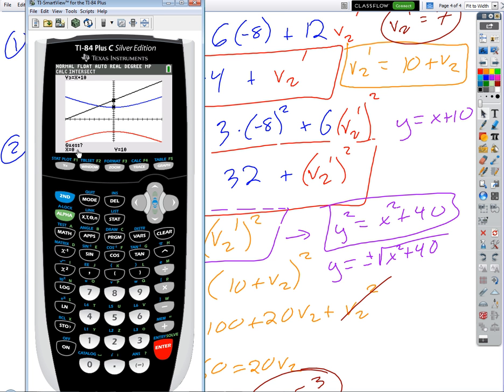So V2 was negative 3 and V2 prime was 7. I don't care if you do it that way. You don't even have to do this one, but if you really want that 100%, you gotta do it. All right. Have fun. Do some physics.